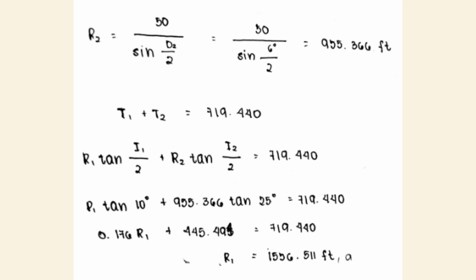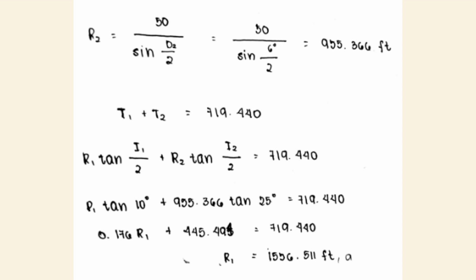And our radius in chord basis would be computed as 50 divided by sine d over 2. Substituting values, we have 50 over sine 6 degrees over 2. Thus, the value of our r sub 2 is 955.366 feet.